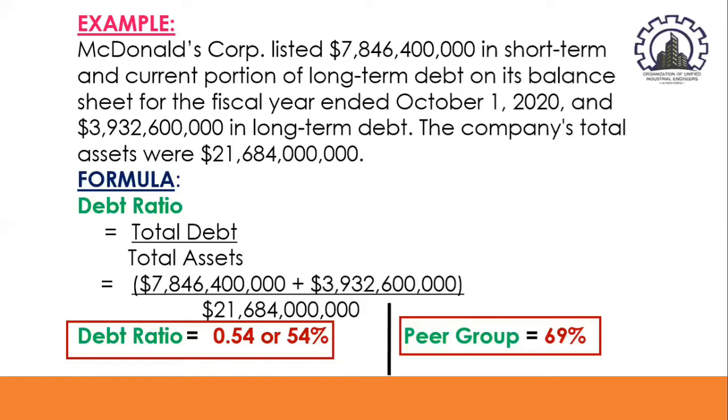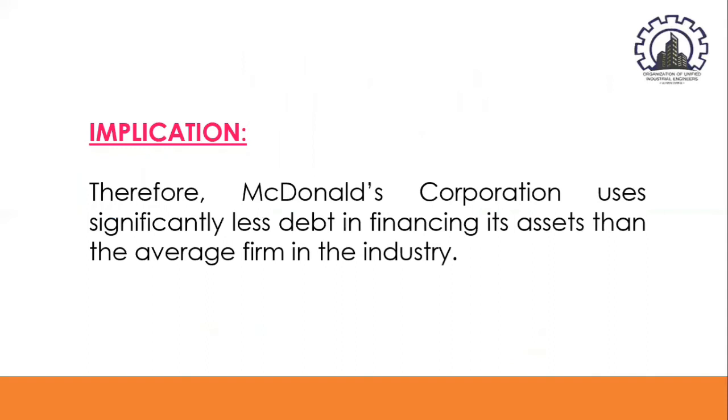So it will be divided by our total assets of $21,684,000,000. And the result of McDonald's Corporation's debt ratio would be 54% compared to the peer group of 69%. Now, what is meant by this? Therefore, McDonald's Corporation uses significantly less debt in financing its assets than the average firm in the industry. So, meaning to say, this is advantageous on the part of McDonald's Corporation.